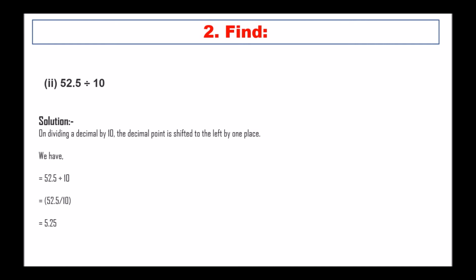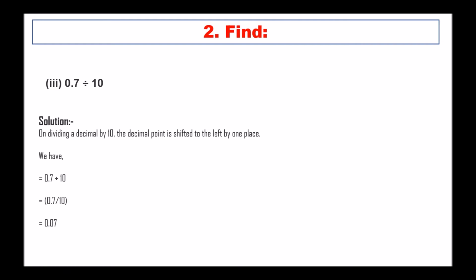Next is 52.5 divided by 10. So while dividing by 10, the decimal point is shifted to the left by 1 place. So it is 52.5. So one more, the decimal point will come here now. So it will become 5.25.